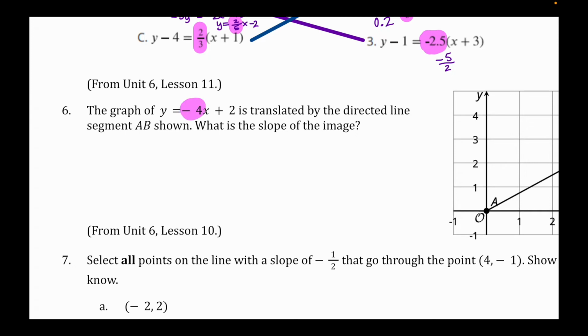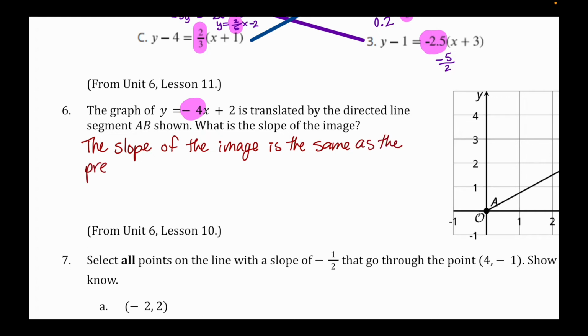So the slope of the image is the same as the pre-image.